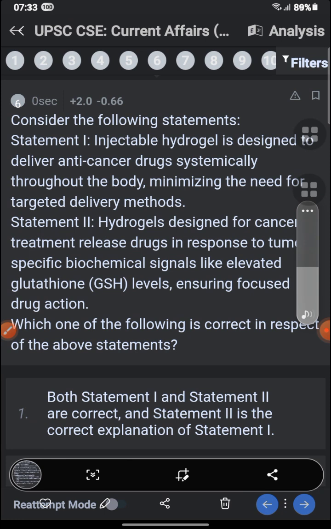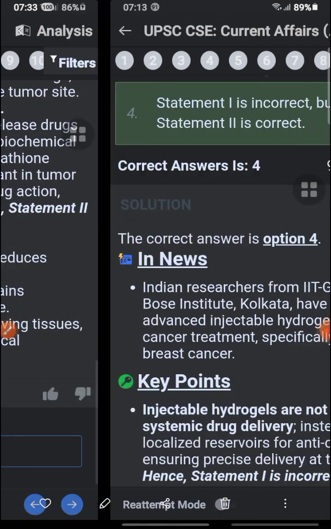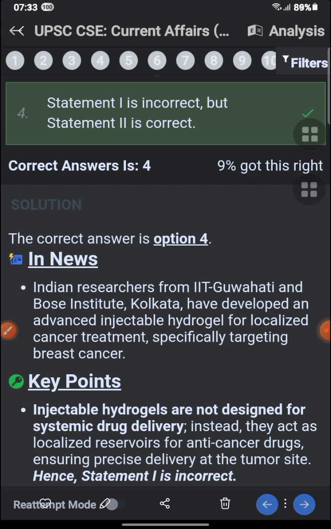Injectable hydrogel is designed to deliver anti-cancer drugs in the body, minimizing the need for targeted delivery methods. That is actually wrong, because injectable hydrogels are not designed for systemic drug delivery. Instead, they act as a localized reservoir for anti-cancer drugs. So they are not designed for systemic drug delivery.